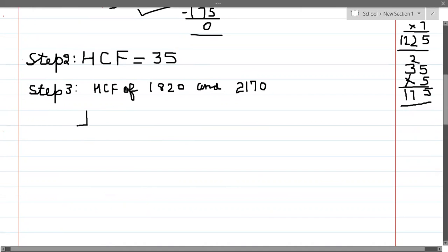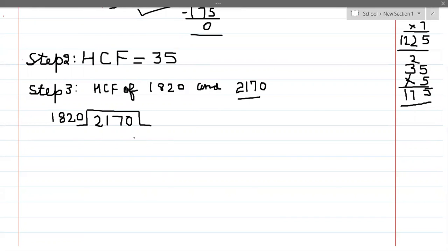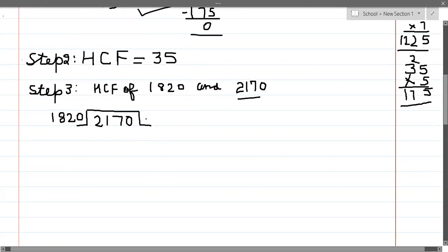So we will make a division bracket. Write down the bigger number inside, like we have done in the previous step, 2170 inside, and the smaller number outside, that is 1820. Right? Now, let's divide these two numbers. Firstly, if you divide it by 2, it will give you a bigger number. So let's check with the number 2 first.